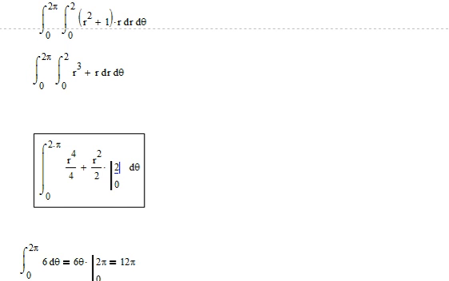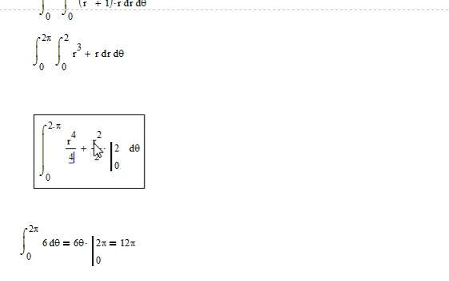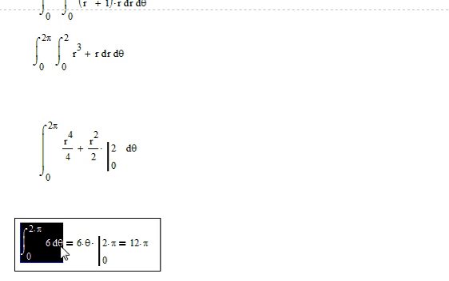That's also nice too. So 16 over 4 plus 4 over 2. So 16 fourths, that's 4, plus 4 over 2 is 2. 4 plus 2 is 6. So it's 6 d theta, which integrating 6 d theta is too easy. It's just 6 theta, theta going from 0 to 2 pi, so we get 12 pi.